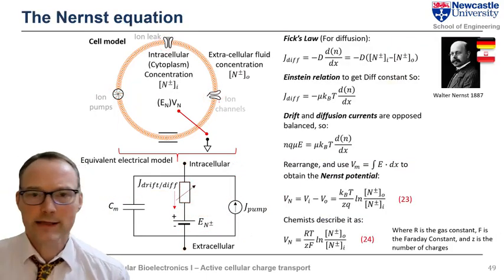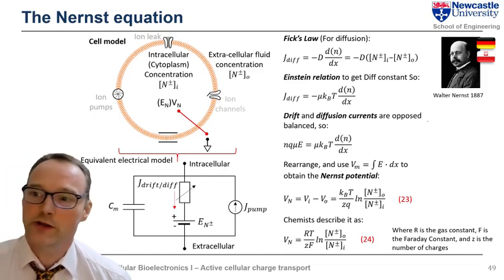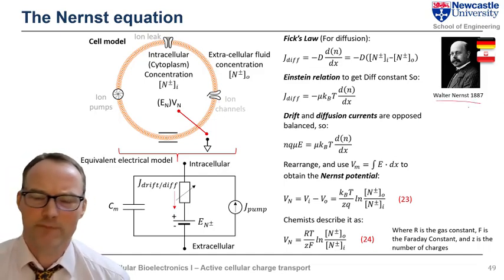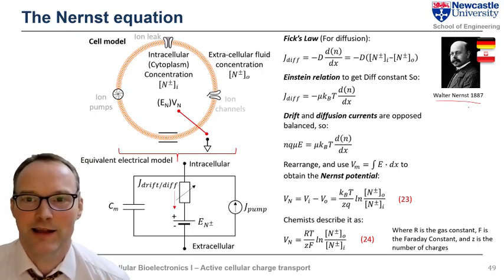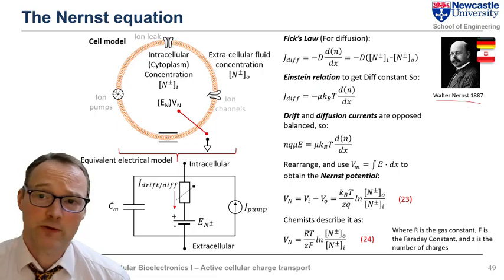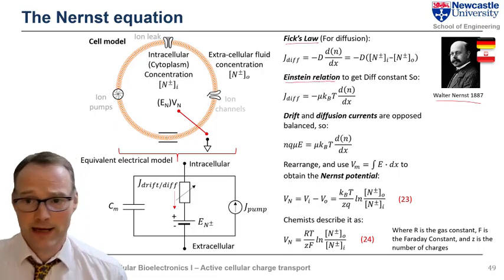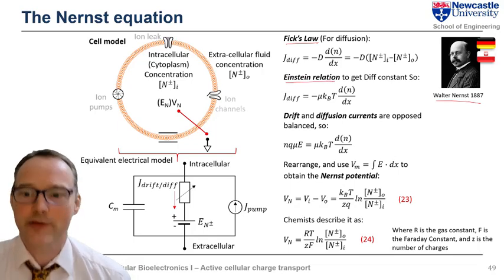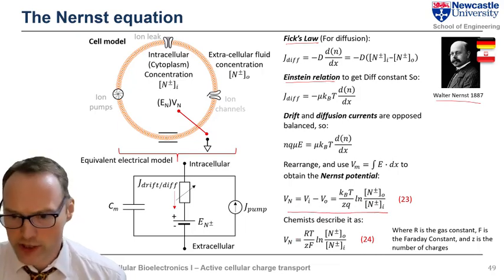So this model leads us to what's called the Nernst equation. This is Walter Nernst. He was born in Prussia, so you could say he was Polish or German in the modern day. What he did was he took Fick's law and the Einstein relation, brought them together, and developed what is called the Nernst equation. So let's look at this in detail.